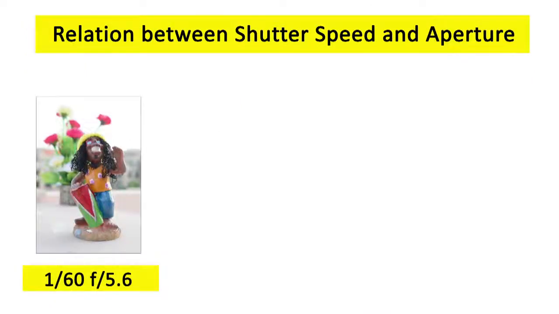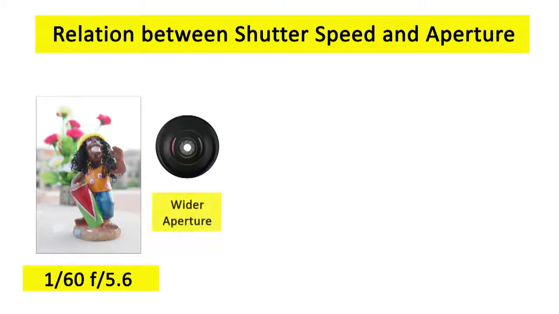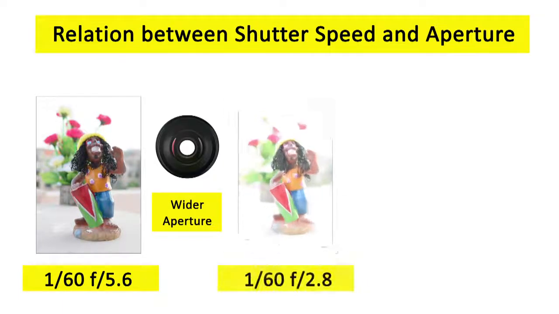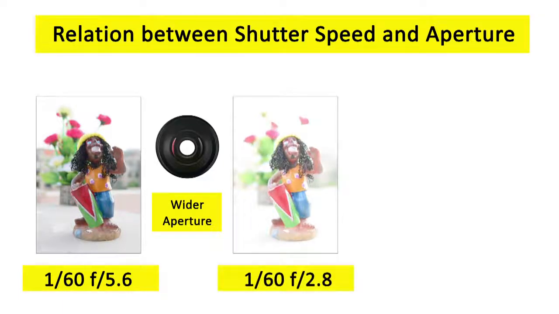Now let's take the same image again. Here you can see an image wherein the background is slightly defocused. If you want to defocus the background even more, or want a very good shallow depth of field, you need a wider aperture. That means you need a smaller f number. An f number of f2.8 is good enough to give you a very good shallow depth of field.